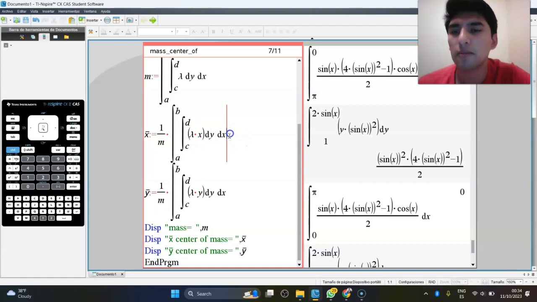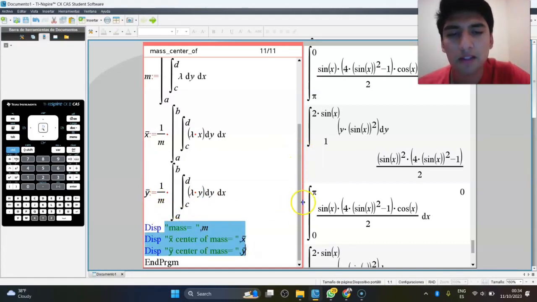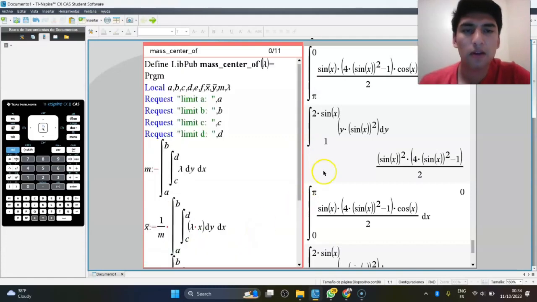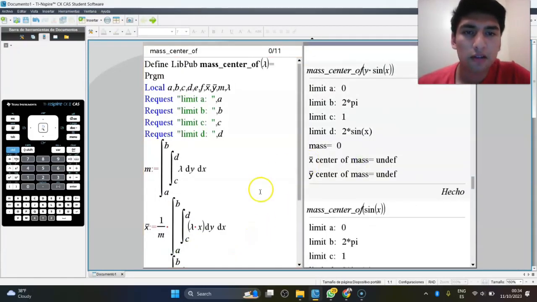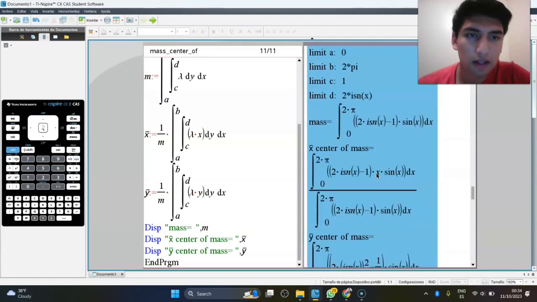We multiply the density function by the function we're trying to find, with respect to what? For example, right here I added an x because I'm integrating with respect to x. And the same here, I'm multiplying by y because I am finding the center of mass with respect to y. Then just the display prompts, and that's it. So the results are going to look something like this.